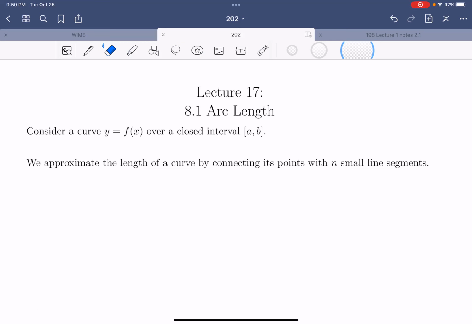Hi all, this is lecture 17. This is on section 8.1 on arc length.